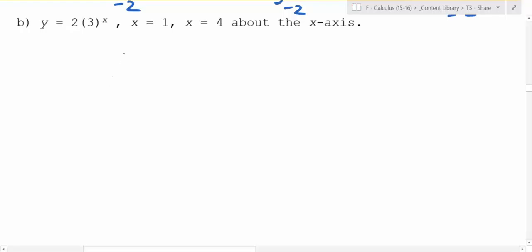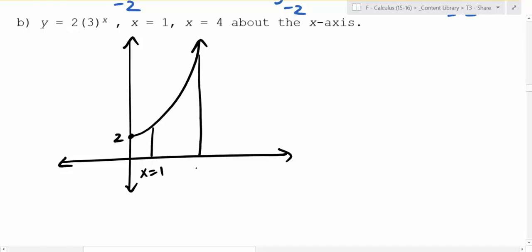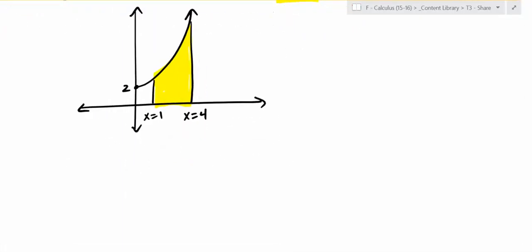So 2 times 3 to the x. How would you go about graphing that by hand? Plug in what number? 0. Yeah, what's 2 times 3 to the 0? 2. Is this a line? No. What does it look like? Use your hand. It goes pretty steep, right? So let's just make it steep like this. Well, here's x equals 1, and here's x equals 4. So we're going to take this shape right here, and what are we going to do with it? We're going to twirl it about the x-axis.